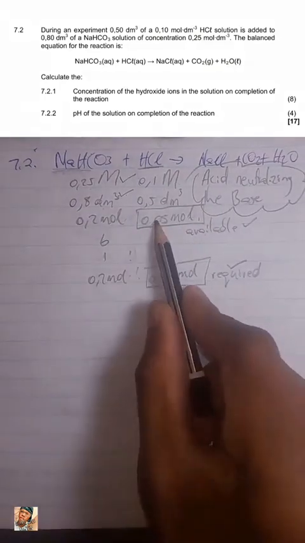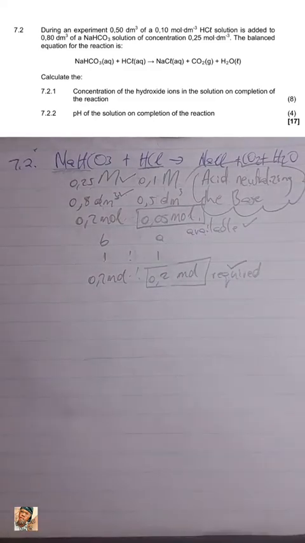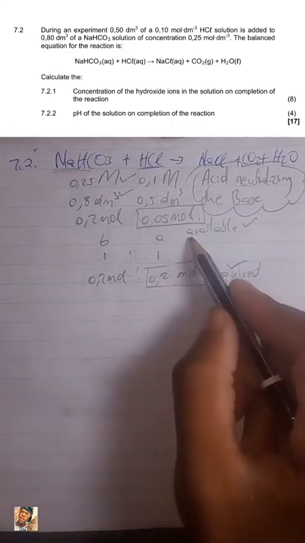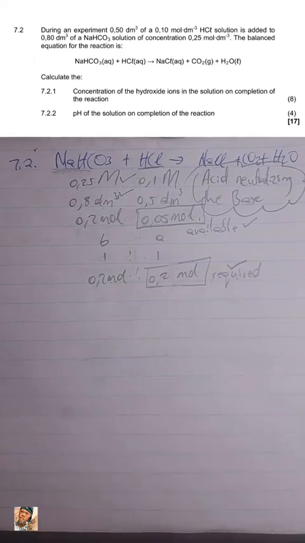So that means the number of moles of the acid available is less than the number of moles required to neutralize the base. Remember that it is the acid that is neutralizing the base. But we only have 0.05 moles available, and 0.2 is required. That means we are limited. We're not going to be able to neutralize the base completely.